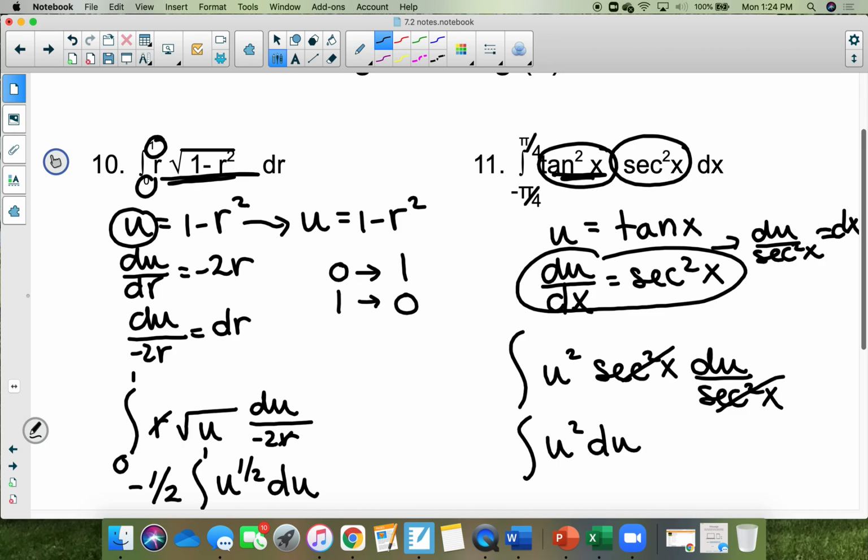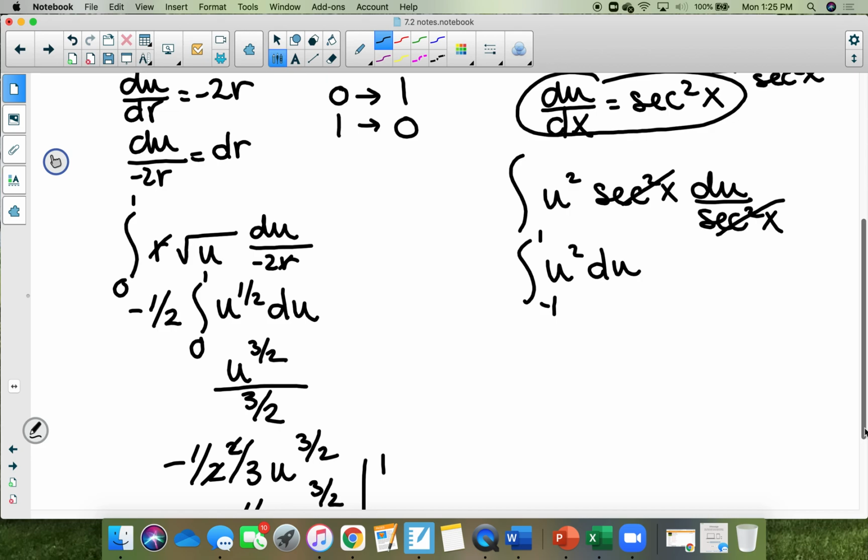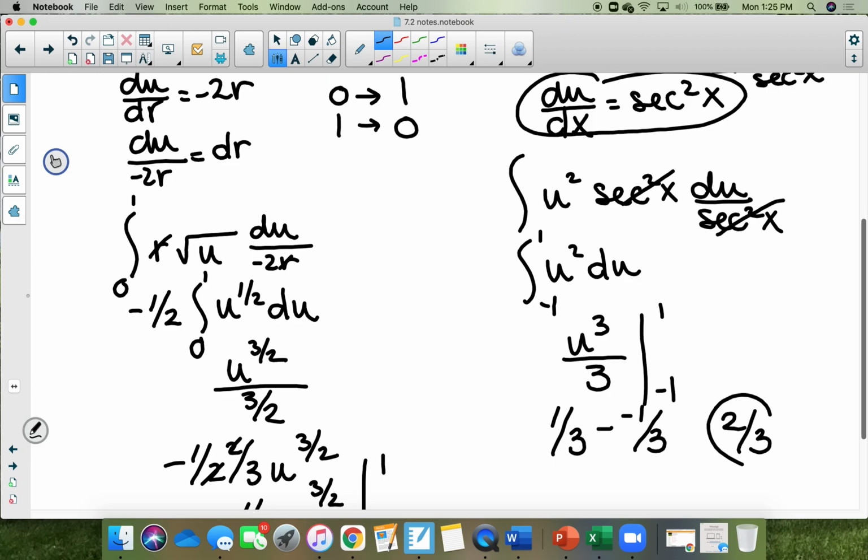And since you are working with u, you have to change your limits. So I'm going to come up here and say u equals the tangent of pi over 4, and u equals the tangent of a negative pi over 4. And the tangent of pi over 4 is 1, and the tangent of a negative pi over 4 is a negative 1. So you are integrating from a negative 1 to a positive 1. You still have to integrate u to the third over 3 from a negative 1 to a positive 1. So 1/3 minus a negative 1/3 will give us 2/3.